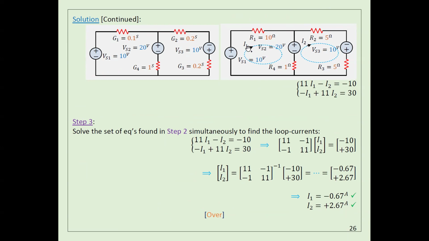So here the current is I1. I can assume the current is going to go this way, and it is actually negative 0.67. Or I can make it the other side. You can give it negative, that's okay. Or you can flip the other side and say the current is gonna flow this way and it is positive, okay?